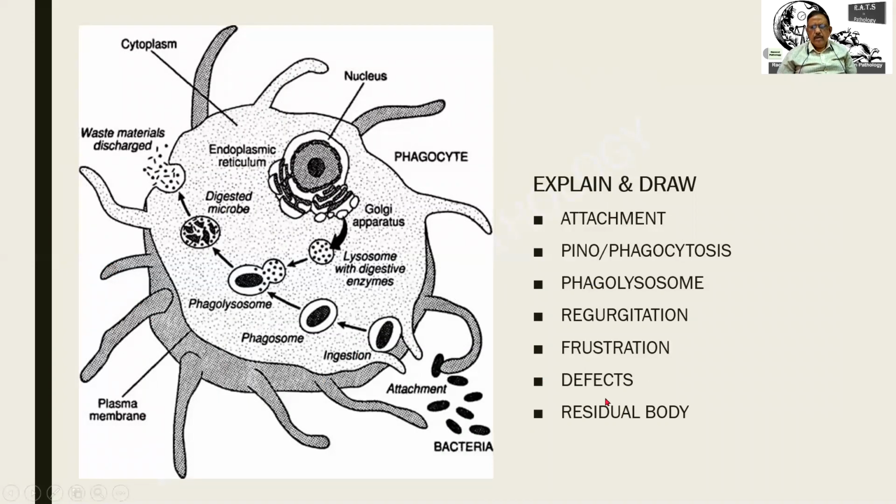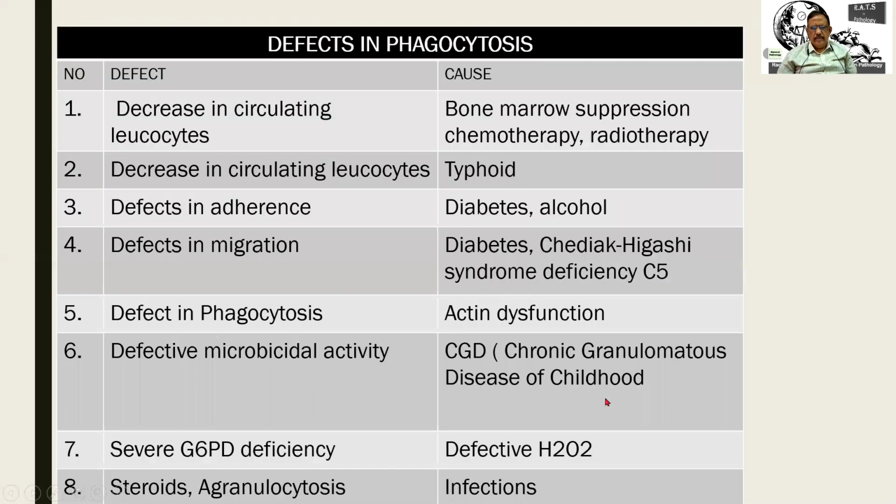And there is something else, that is the defects. What are all the defects in phagocytosis? So this is the one which you people will have to write. It has been compiled. It is given in different pages. There can be a decrease in the circulating leukocytes. It can be because of bone marrow suppression, chemotherapy, or radiotherapy. Whenever this is given, you find cells are reduced. Decrease in the circulating leukocytes in typhoid. My professor used to call it negative chemotaxis. In typhoid, usually there will be a decrease in the number of WBCs.